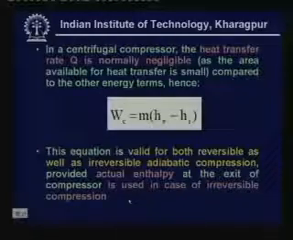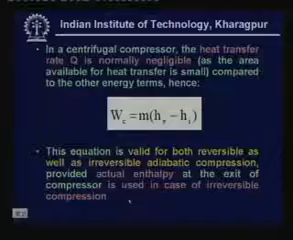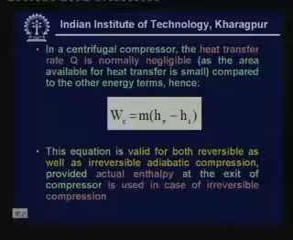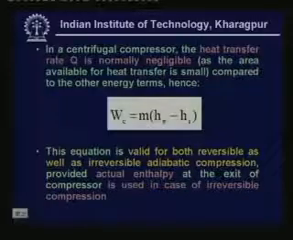So in a centrifugal compressor, the heat transfer rate Q is normally negligible, as the area available for heat transfer is small. That means the heat transfer rate is negligible compared to other energy terms, so you can neglect it. Once you neglect the heat transfer rate, the power input to the compressor is simply given by mass flow rate into enthalpy rise across the compressor, that is He minus Hi.